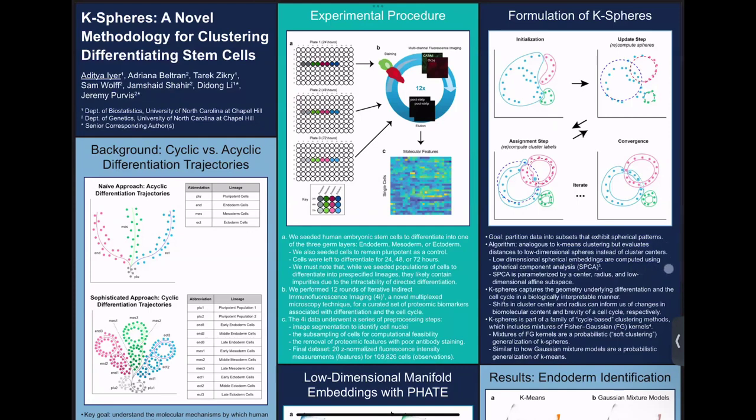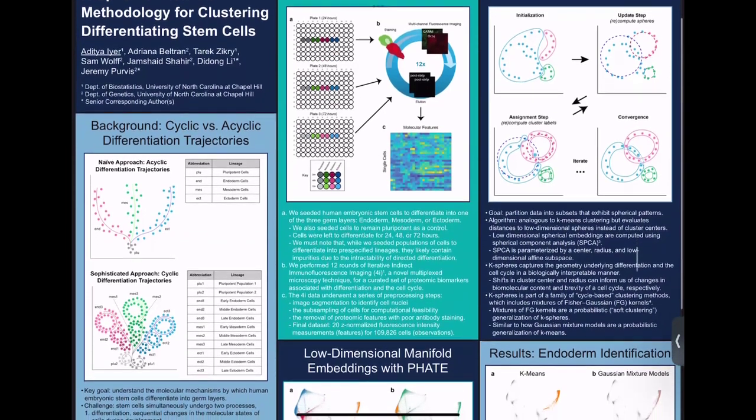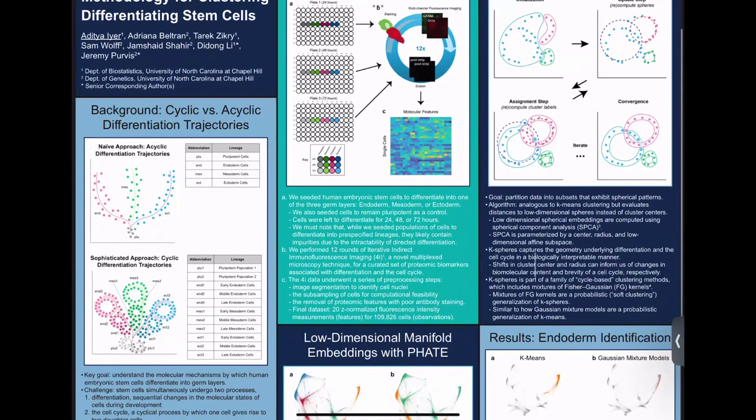The low-dimensional spherical components are computed using spherical principal component analysis, or SPCA for short. This is parameterized by a center, radius, and low-dimensional affine subspace. These SPCA properties help K-spheres capture the geometry that underlies differentiation and the cell cycle in a biologically interpretable manner. For example, shifts in the cluster center and radius can inform us of changes in the biomolecular content and brevity of a cell cycle, respectively.